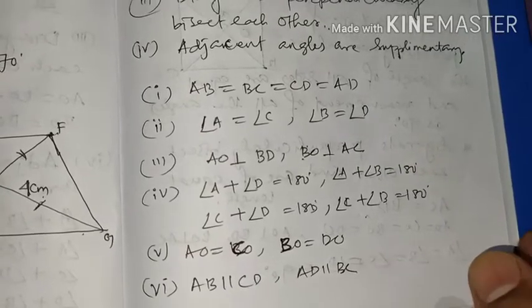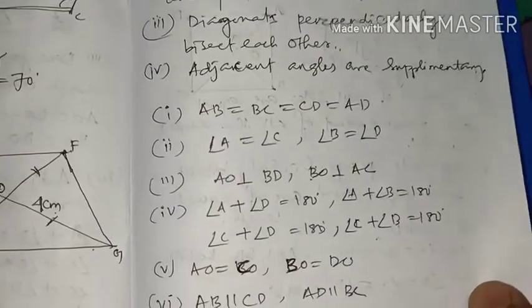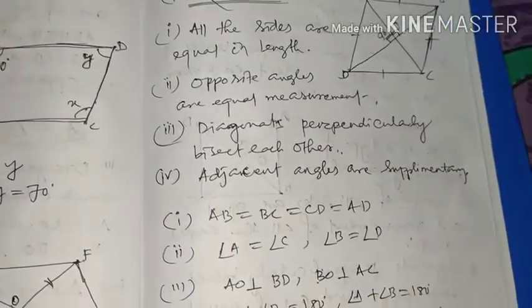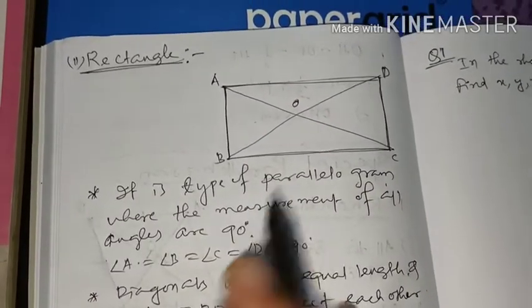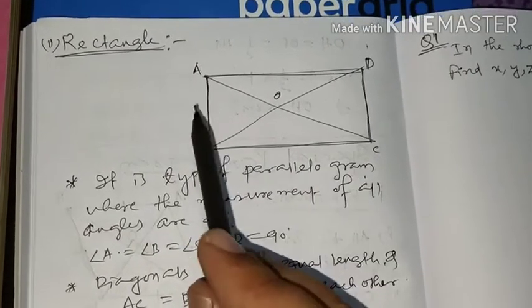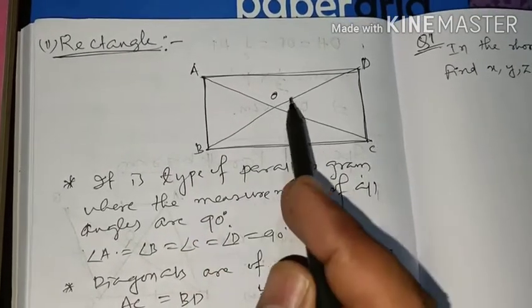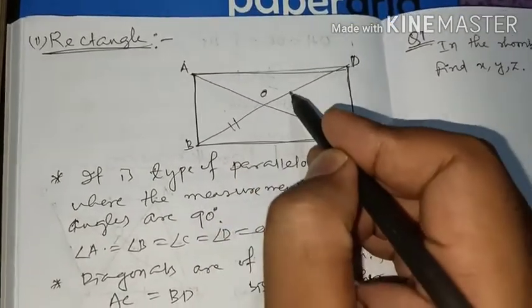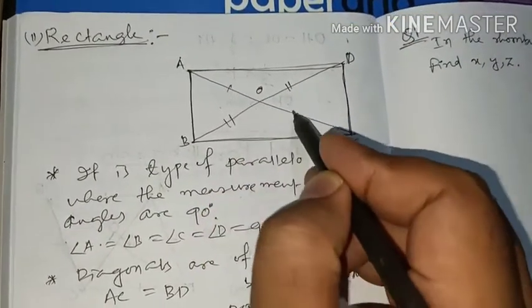Now let us discuss another type of parallelogram, that is rectangle. So students, here you can see the picture of a rectangle. ABCD is a rectangle. Here the two diagonals AC and BD bisect each other at point O. Here BO is equal to DO and AO is equal to CO.